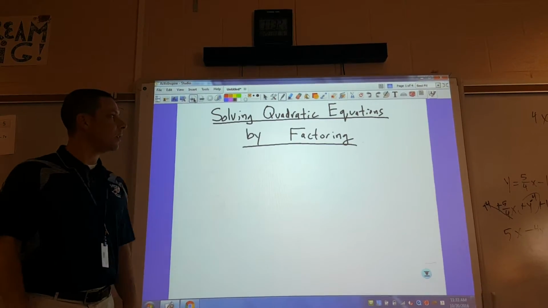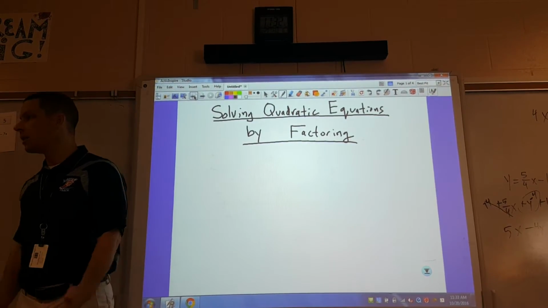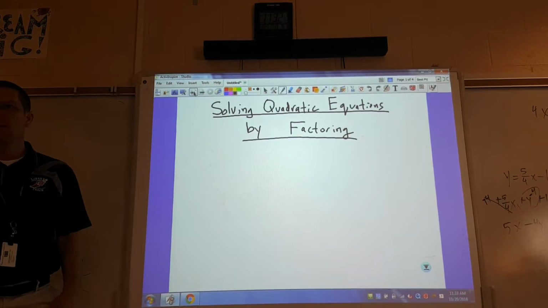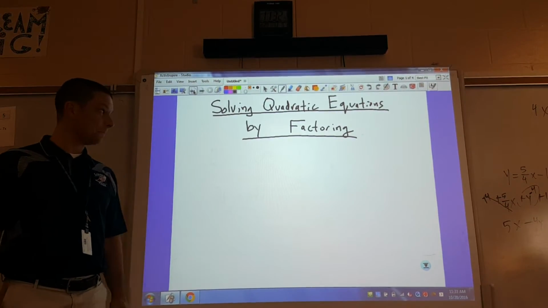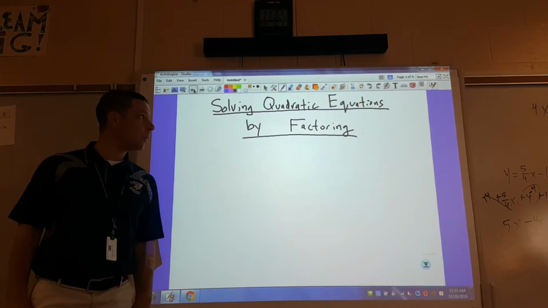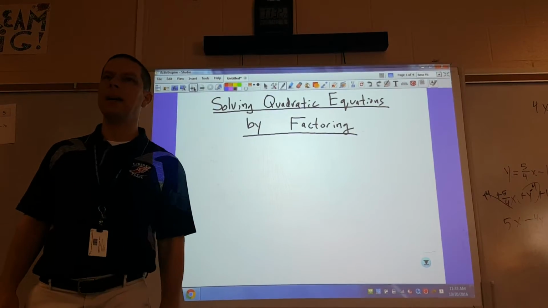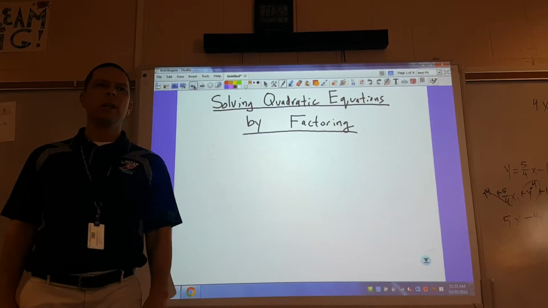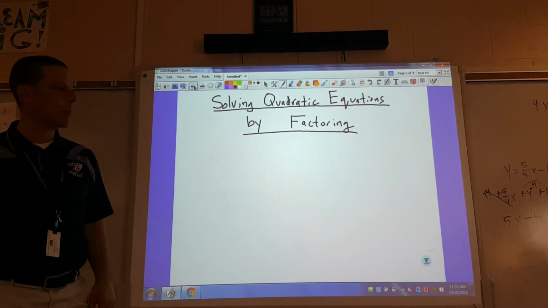Solving quadratic equations by factoring. And the good news is, if you were pretty good at factoring, you should not have much trouble solving quadratics by factoring. And when we're solving quadratic equations by factoring, we are going to apply or need to use the zero product property. And the zero product property says basically this.